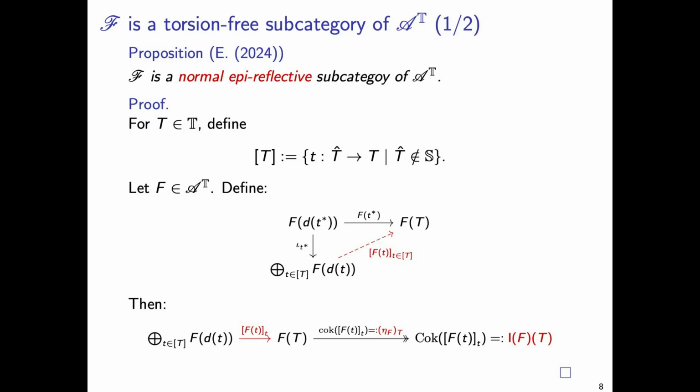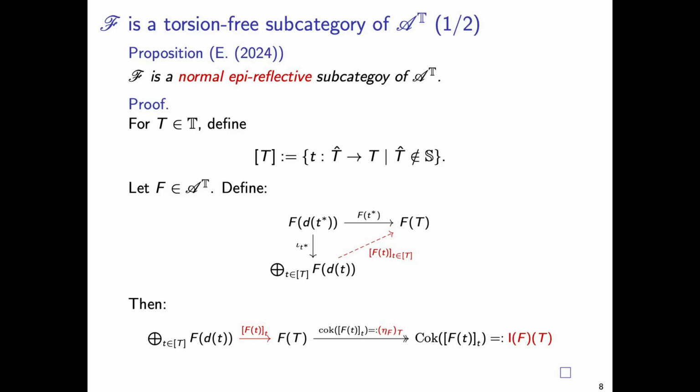Okay, let me now show you that F is a torsion-free subcategory of A^T, and I will start with F to show that F is normal epireflective in A^T. For the proof, we first define, for an object t in T, t[square brackets] to be the finite set of morphisms which land in t and whose domain t-hat does not lie in S. And then if we have a functor F from T to A, we take the coproduct of all the images of the domains of all the morphisms t* in t[square brackets], and I denote by F_t[square brackets] the induced morphism, which gives, precomposed with the coproduct inclusion corresponding to the morphism t*, F of t*.